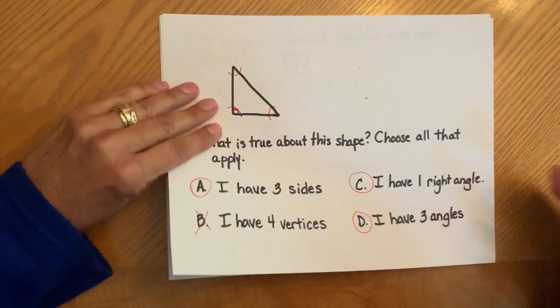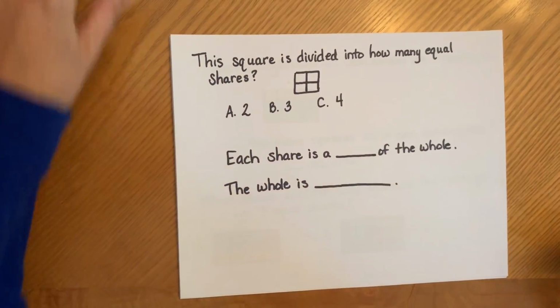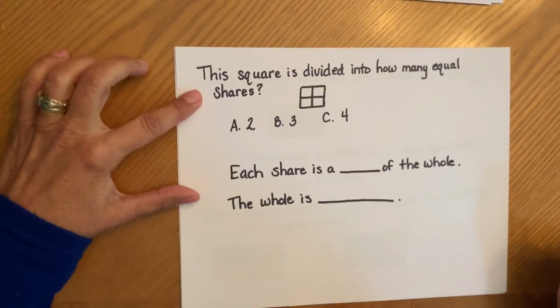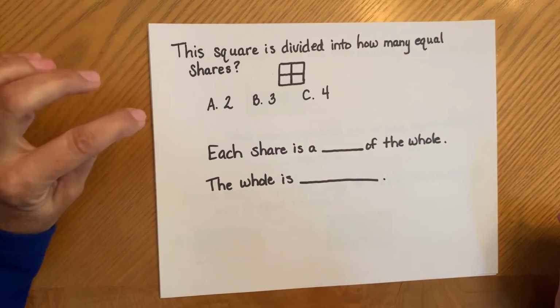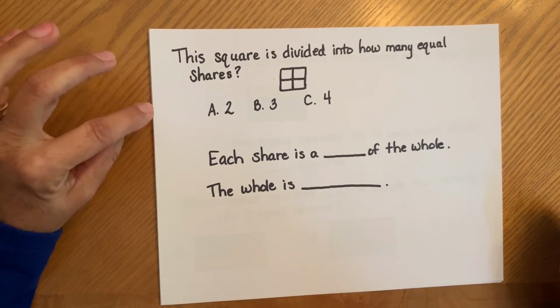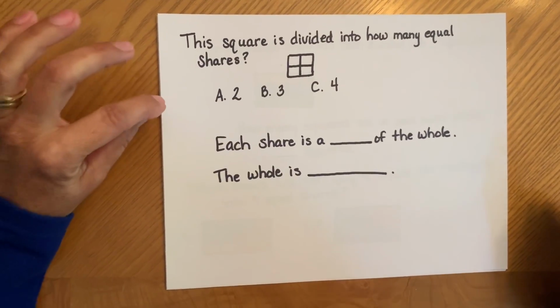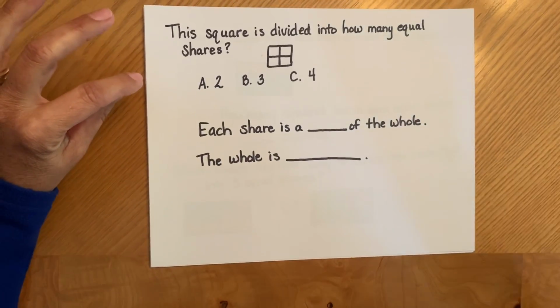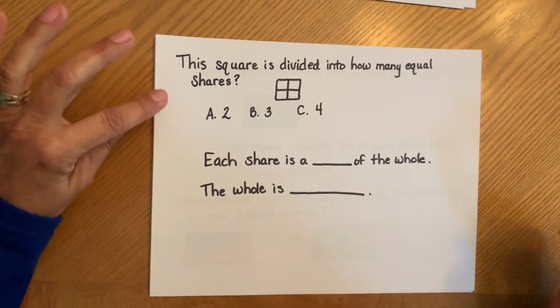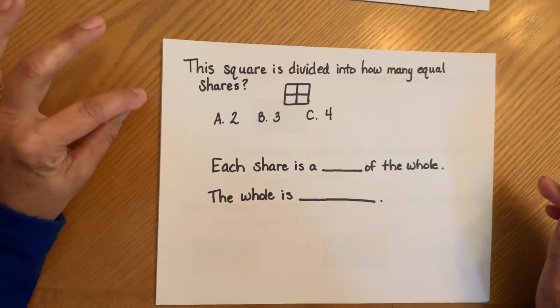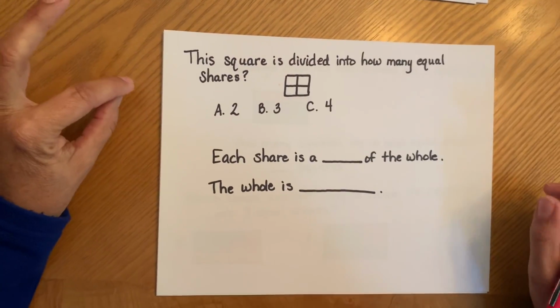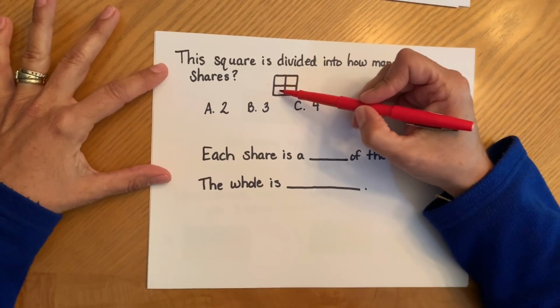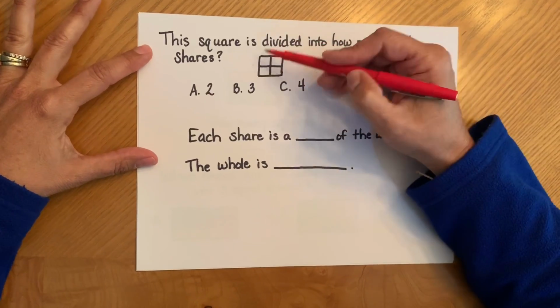Okay. Next problem. This square is divided into how many equal shares? Now, pay attention to the test because I think in one of the questions, it says squares instead of shares, so don't let that confuse you. Okay, it has how many equal shares? Okay, 1, 2, 3, 4 equal shares.